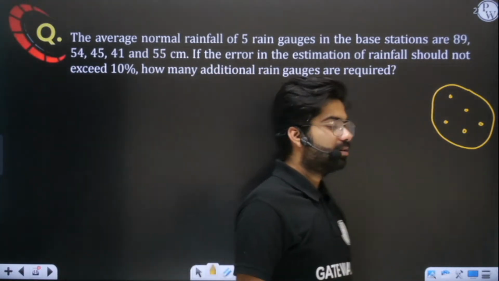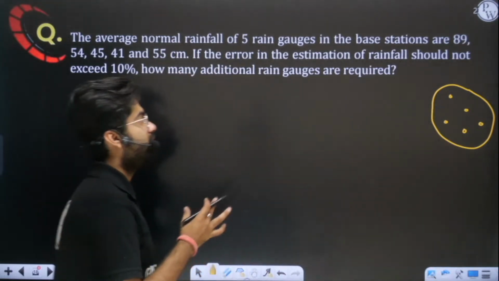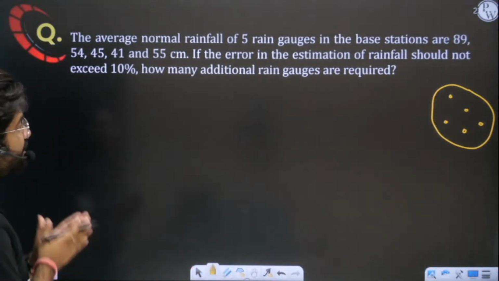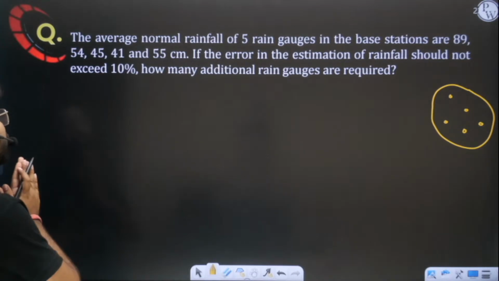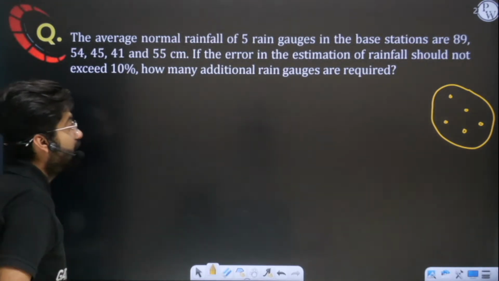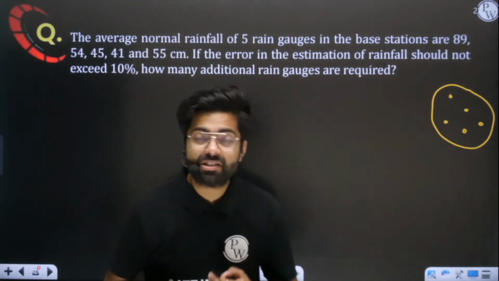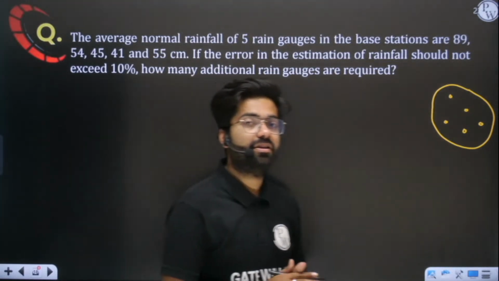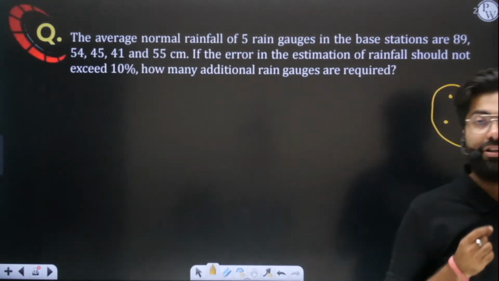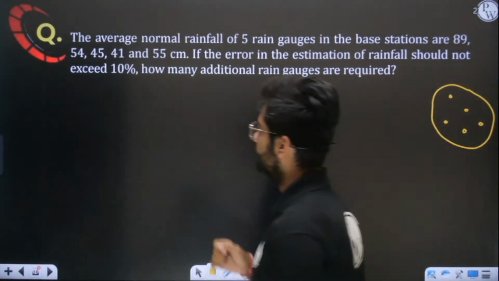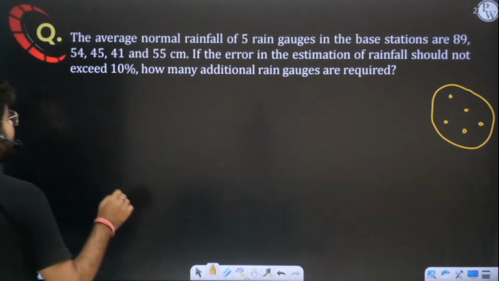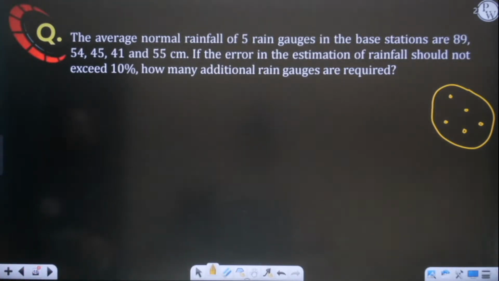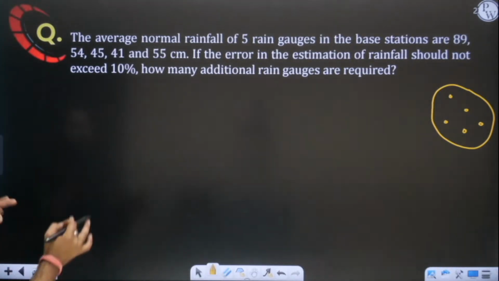All rain gauges have received some amount of rainfall. Then this question is saying the error in the estimation of rainfall should not exceed 10%. That means our error should be less than 10%. So how many additional rain gauges are required here?